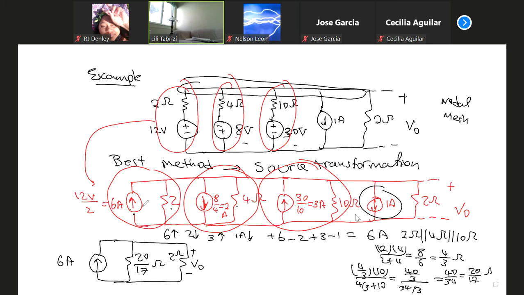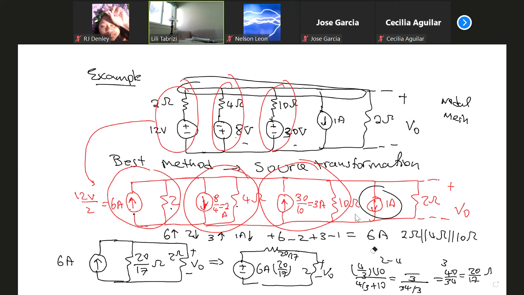For example, in this case, if I apply source transformation one more time, I'm going to change the current source to a voltage source. Okay, the current goes from minus to plus. Always check that. And the value is 6 amp multiplied by 20 over 17, and then you put 20 over 17 ohm here and 2 ohm here. Now notice that there's simple voltage division, you can find it.